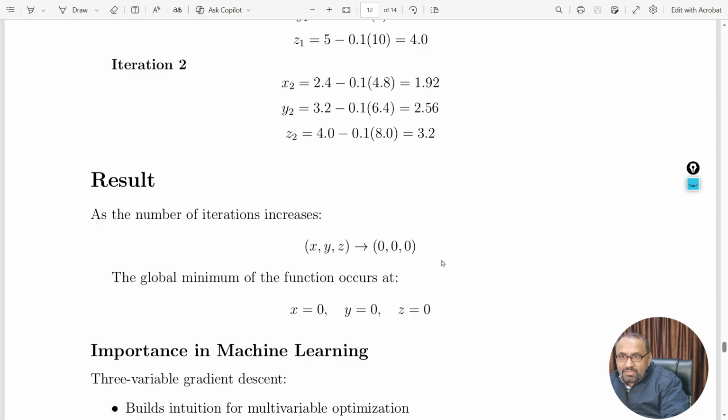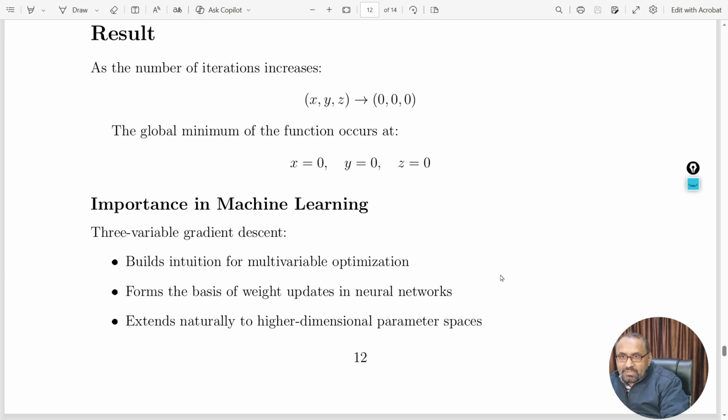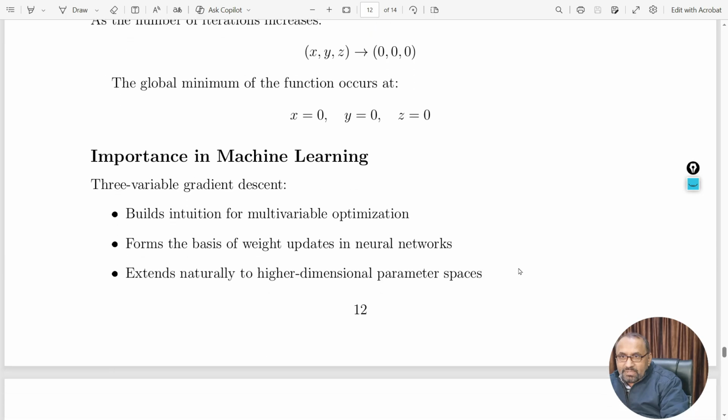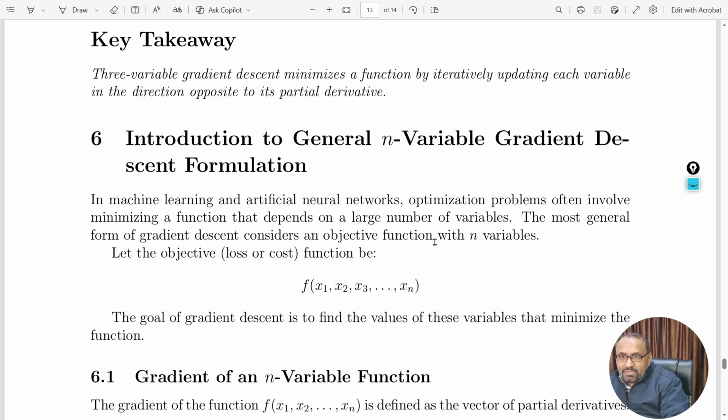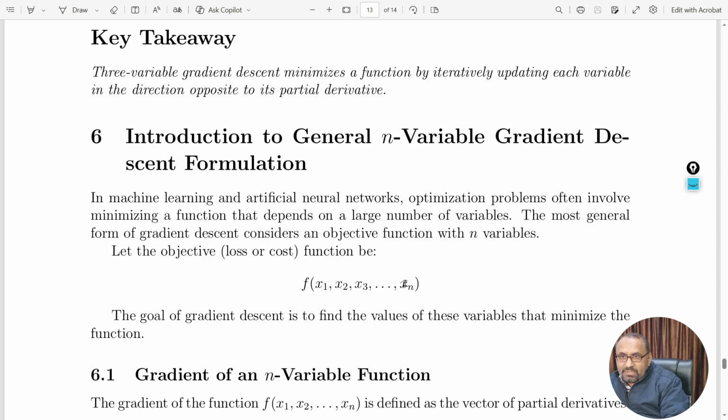gradient descent is working. So the importance in machine learning of the 3 variable gradient descent: it builds intuition for multivariable optimization, forms the basis of weight update in the neural network, and extends naturally to higher dimensional parameters. So from these 3 examples we can easily understand how this will extend to multiple dimensions. Okay, so if we have any n dimensional variable, here is the definition we try to put here.